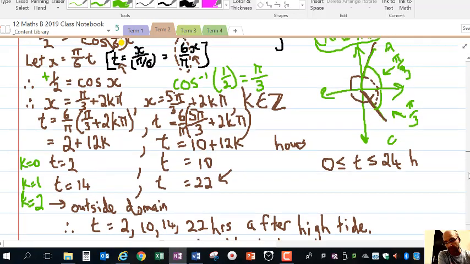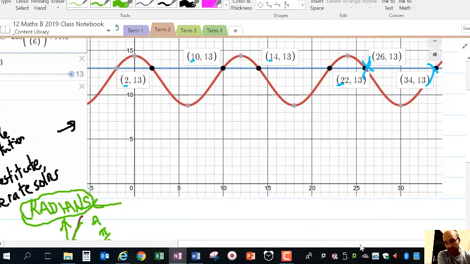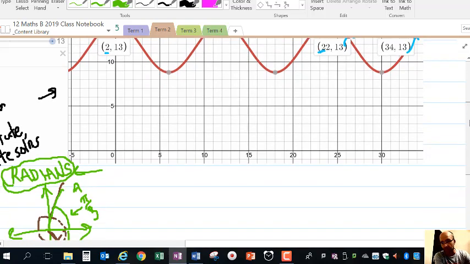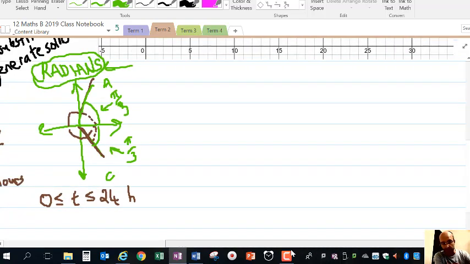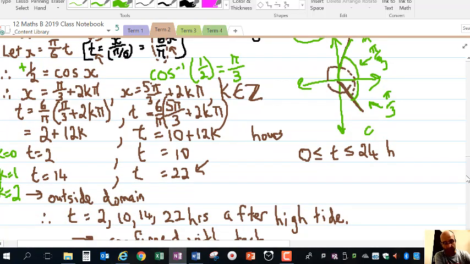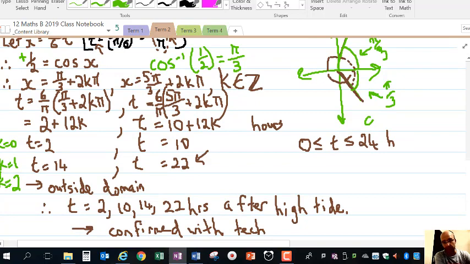Like I said, that's done up here, and look, we got the same values. We got 2, 10, 14, and 22. And if we go down here, we get the same values. We get 2, 10, 14, and 22 after high tide in hours.